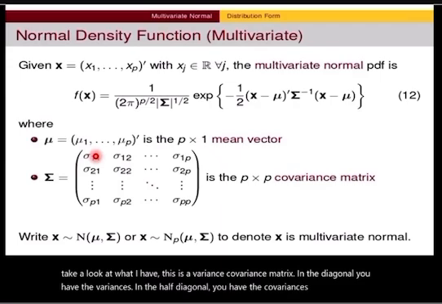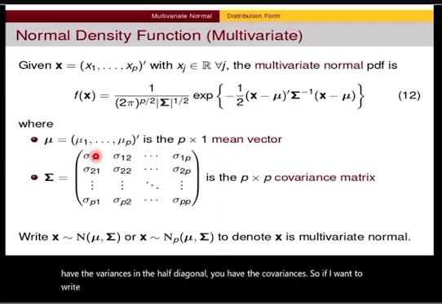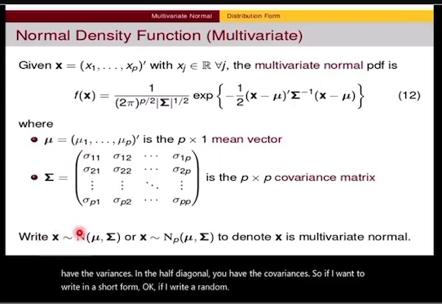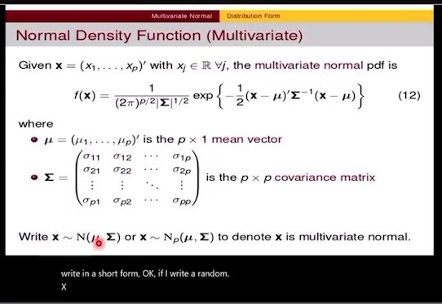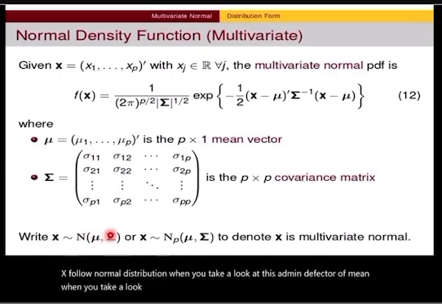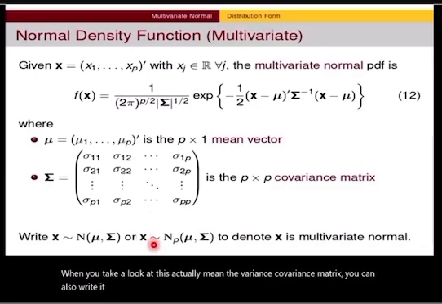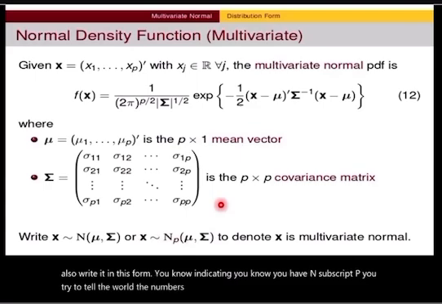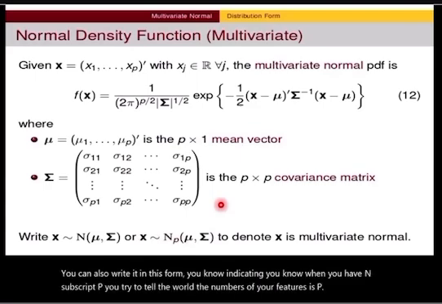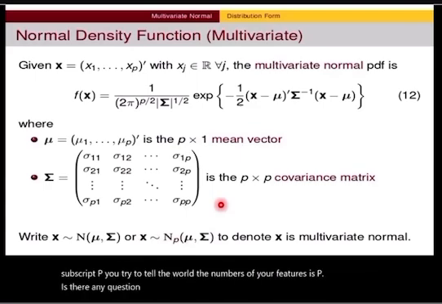So if I want to write in a short form, if I write a random variable x following a normal distribution, this one means the vector of means and this one means the variance covariance matrix. You can also write it in this form, where with the subscript p you tell the world the number of your features is p. Is there any question on this page?